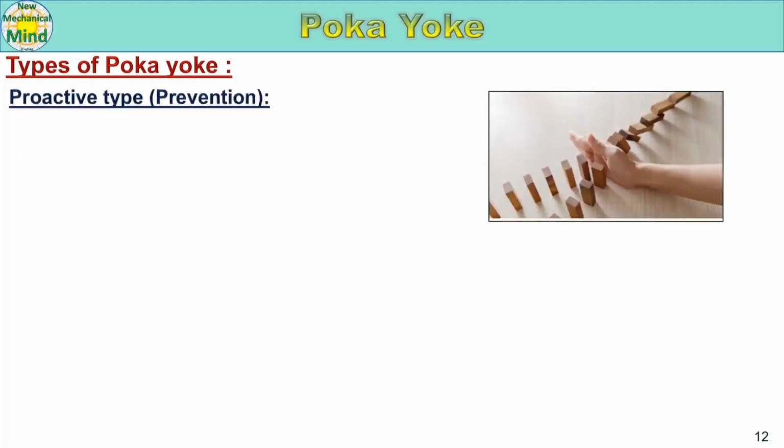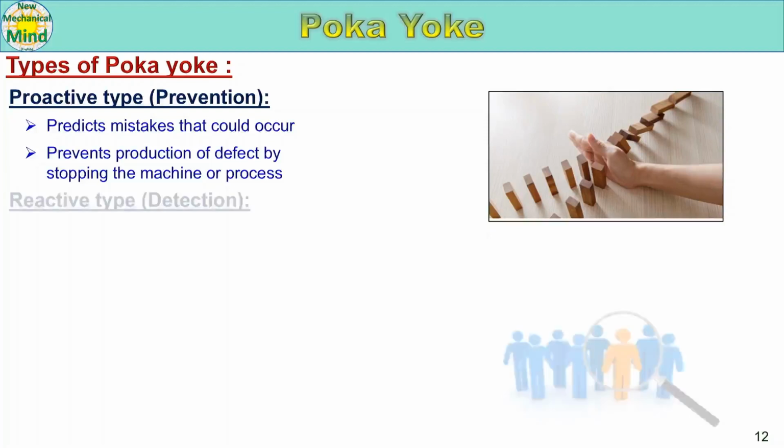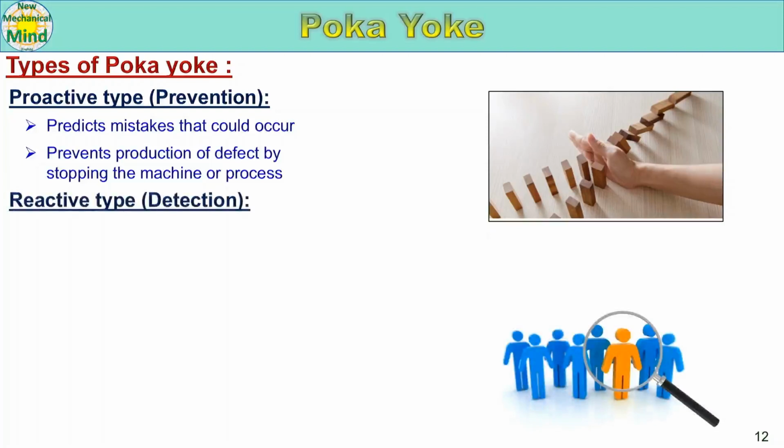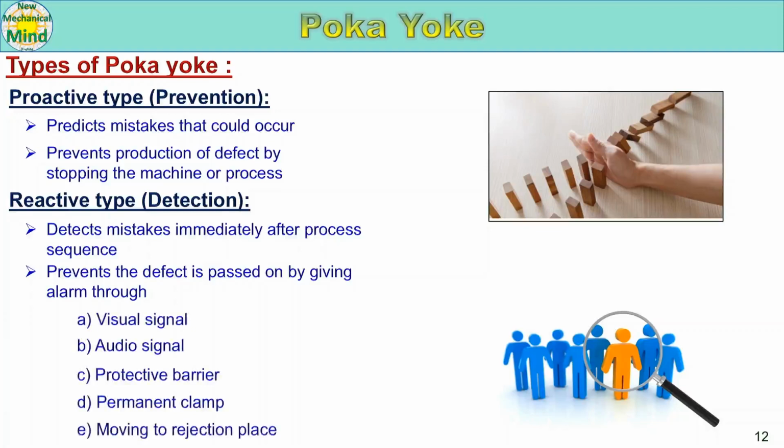First one, proactive type. That means prevention. Predicts mistakes that could occur. Prevents production of defect by stopping the machine or process. These are the activities that will be performed in proactive type Poka. Next, reactive type. That means detection. Detects mistakes immediately after process sequence. Prevents the defect from being passed on by giving alarm through visual signal, audio signal, protective barrier, permanent clamp, moving to rejection place. These concepts are used in reactive type or detection type Poka.